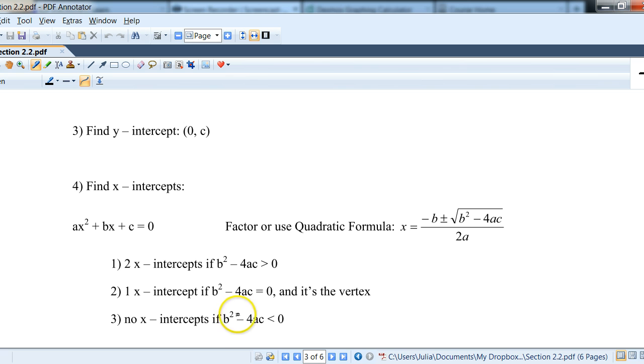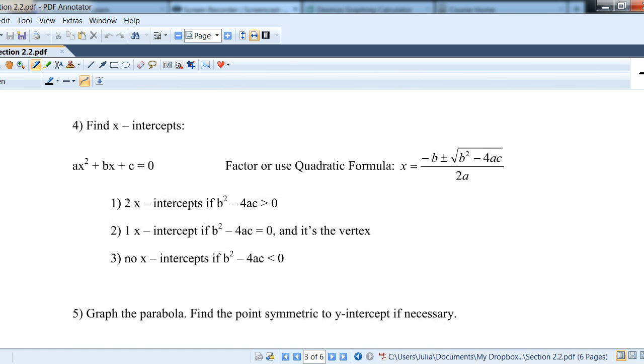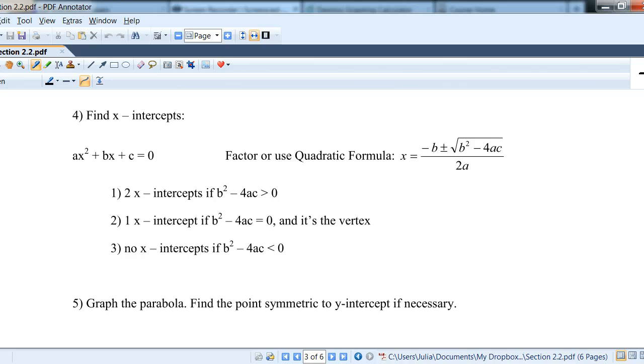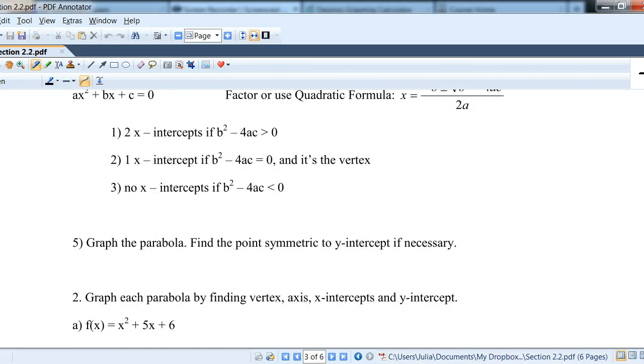And third case, what if it's negative under the square root? Well, then you have imaginary numbers which do not give us any x-intercepts. Again, you don't get any new information. So only in the first case you actually have to do something to find more points. And then you would graph the parabola. You can use symmetry if necessary.